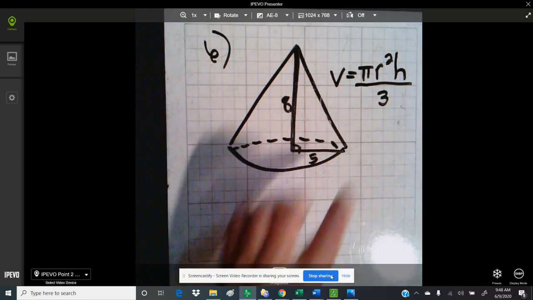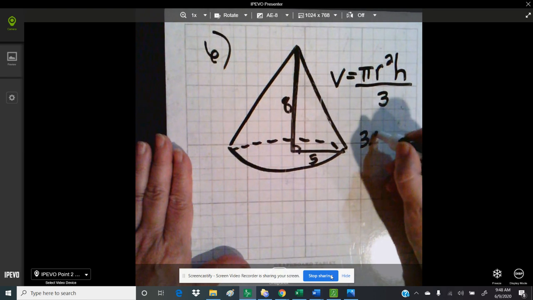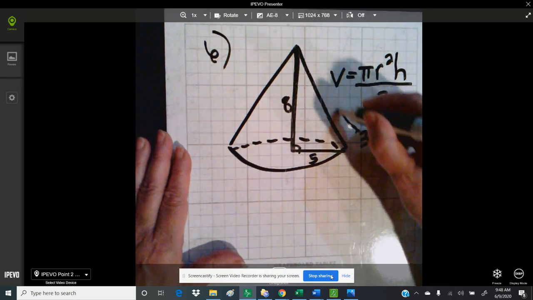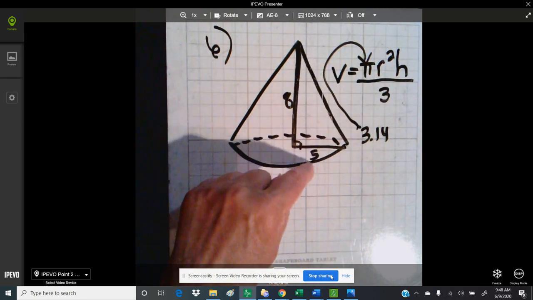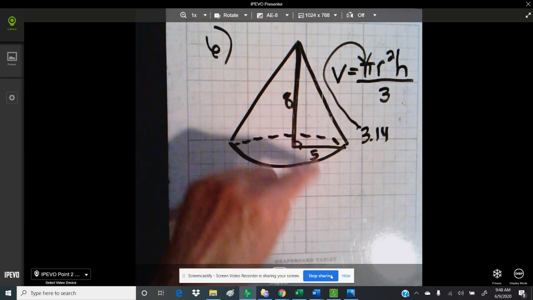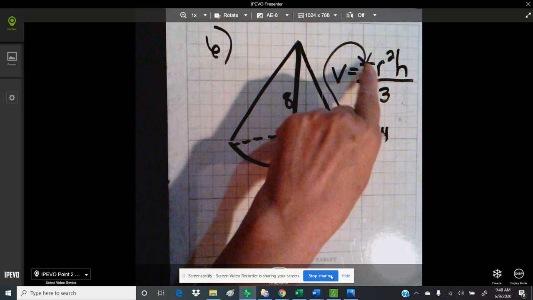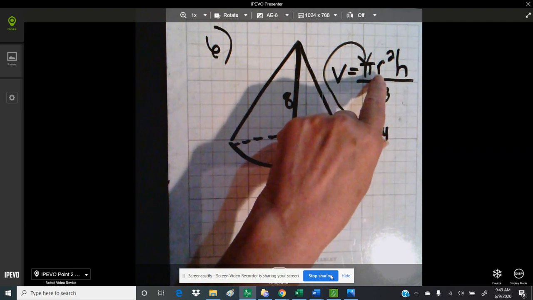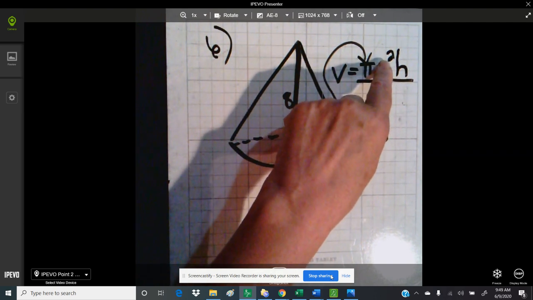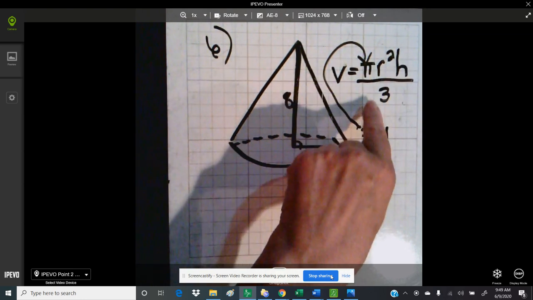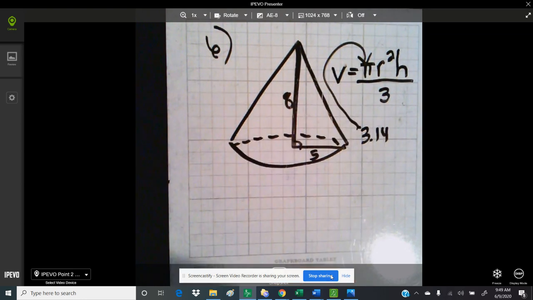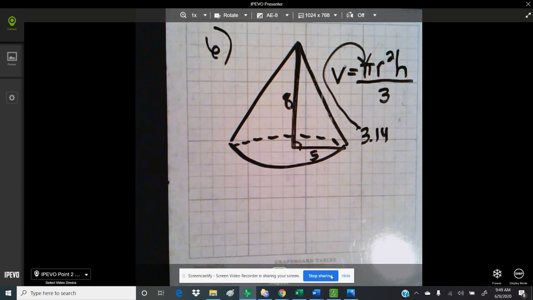So in the problem, it tells you to use 3.14 for pi. So you're going to take 3.14 and substitute it in for pi. And then you just have to decide which one of these numbers is the radius and which one is the height and plug it into this formula. Remember that whichever one is the radius, you're going to have to square that one. And then you'll just multiply these numbers at the top together and divide the whole thing by 3. So see if you can go ahead and finish that one up.